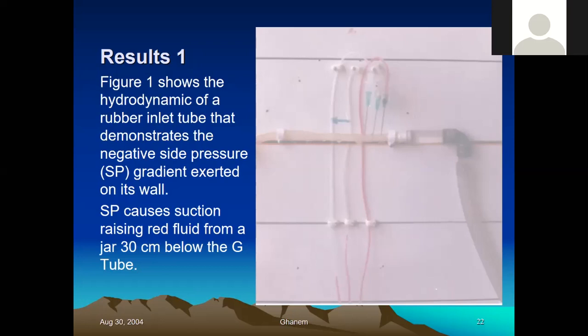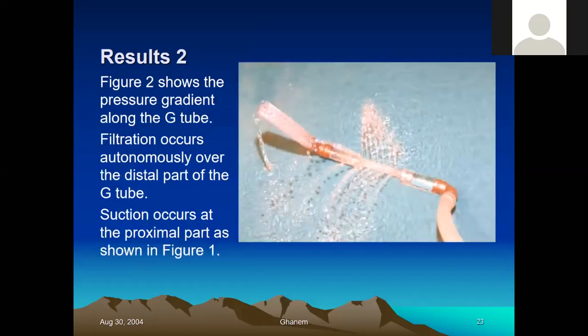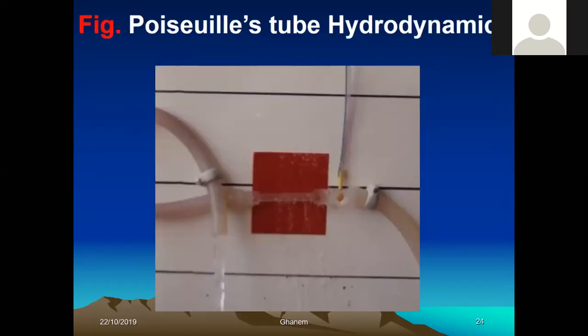This figure completes the negative pressure gradient along the wall of the G tube by turning into positive pressure towards the exit, leaking water, while absorption occurs in the proximal part as shown in the previous graph, and this creates a circulating magnetic field-like field around the tube. This is to contrast with Poiseuille's tube, in which the hydrostatic side pressure is higher near the inlet and lower near the exit.